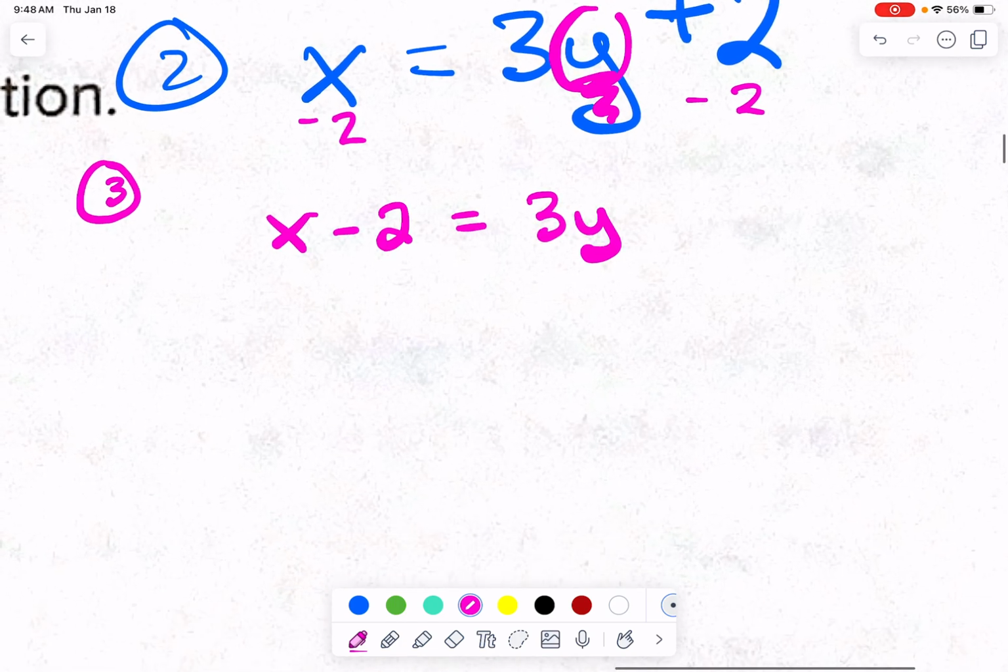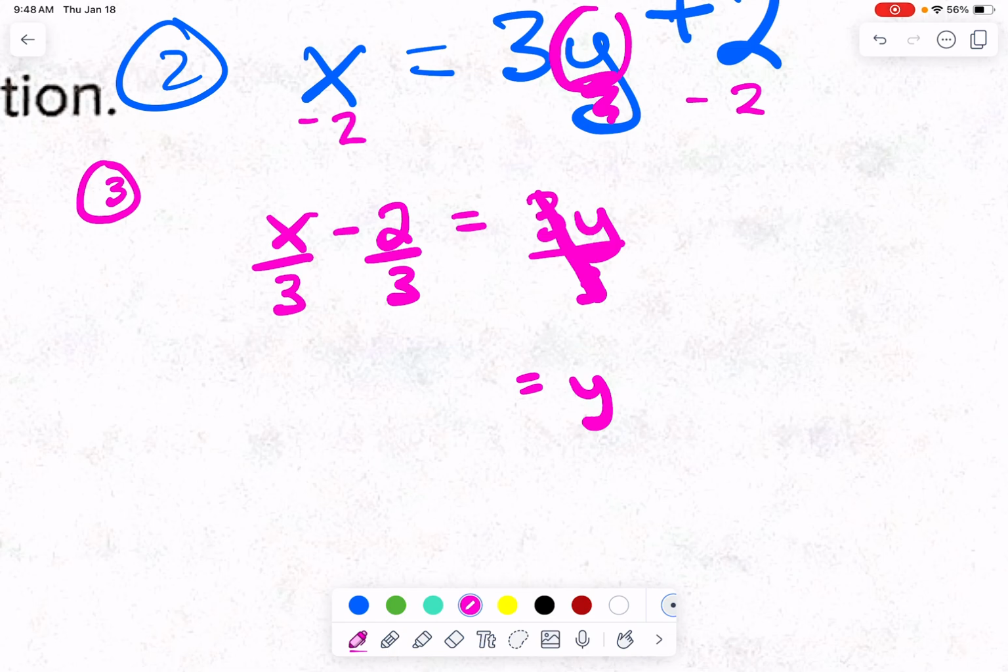Cool. Still got to get the y by itself. So I'm going to divide by 3. And what I'm going to do is divide by 3 in all 3 places, right? In all 3 spots, okay? So I have y by itself over here. This is x over 3 minus 2/3. And this is the y solved for.